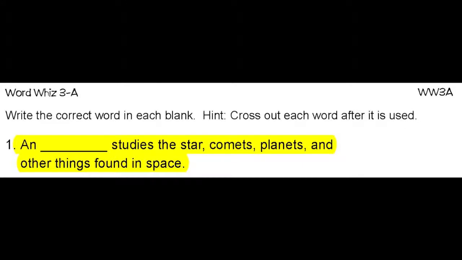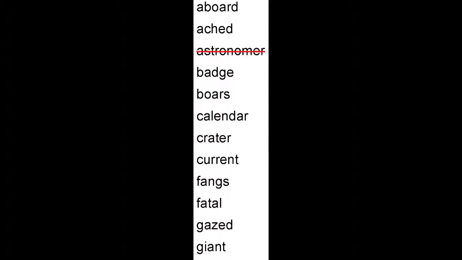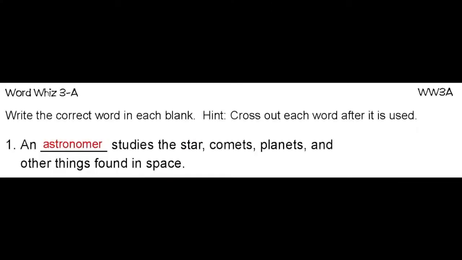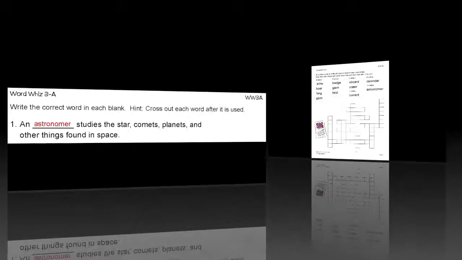Here, the student will write the correct word in each blank. Cross out each word after it is used. Let's do number 1 together. And blank studies the stars, comets, planets, and other things found in space. Since we know astronomer best fits here, we will look at the word bank, cross out astronomer, and neatly write it on the provided line.